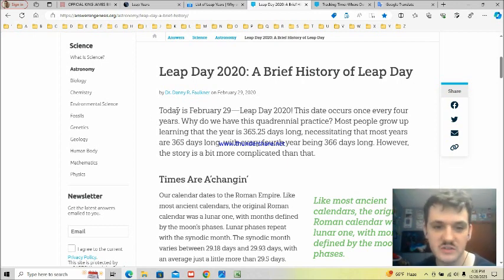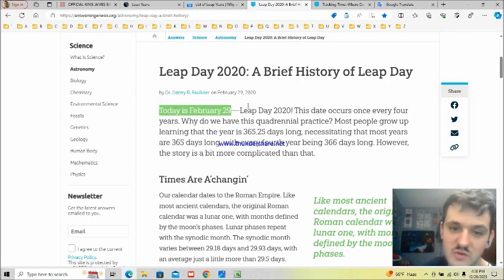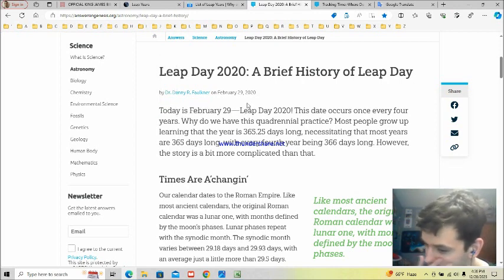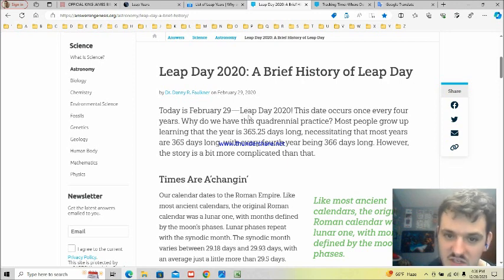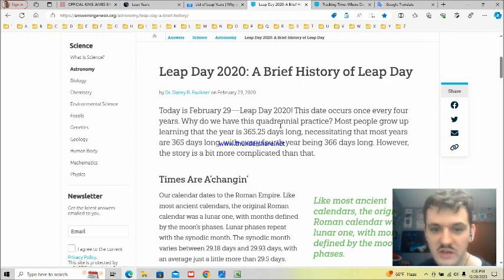So it says right here, today's February 29th. Well, February 29th we will be at in a few months. It says leap year 2020, which is like 4 years ago, and the next one will be 2024. So this date occurs every 4 years. Most people grew up learning that the year is 365 and a quarter days long, with every fourth year being longer. However, the story is more complicated than that.